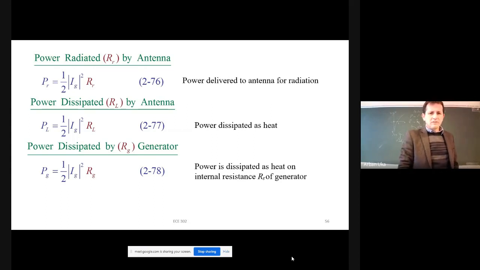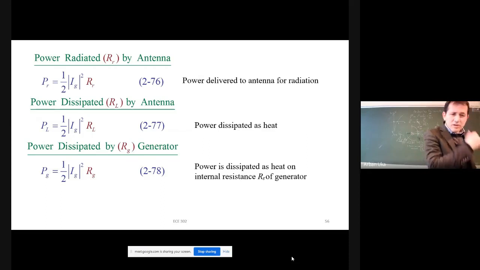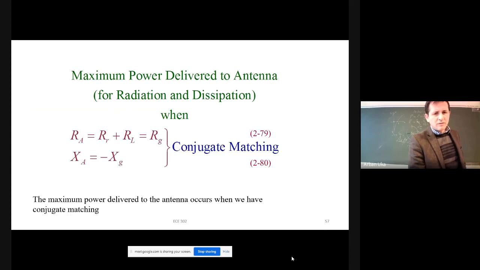So we can see here the power delivered to the antenna for radiation and the power dissipated as heat, because the antenna loses power, as we have seen in the previous slide, because it radiates and because it dissipates. And dissipation is traditionally called anything which is generated because of heat. Let's continue again.